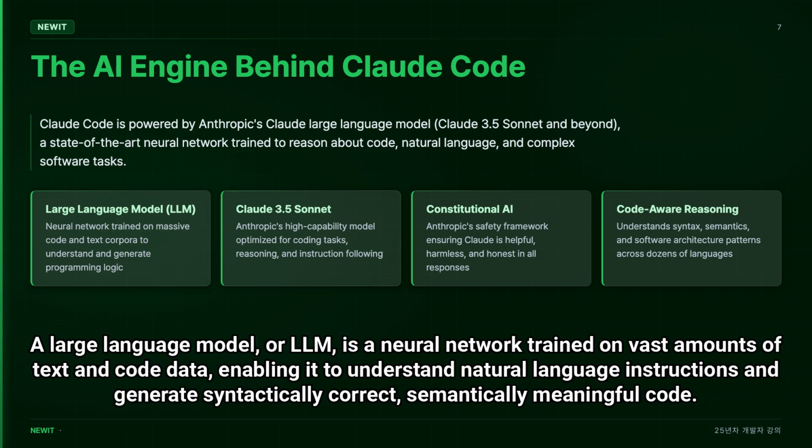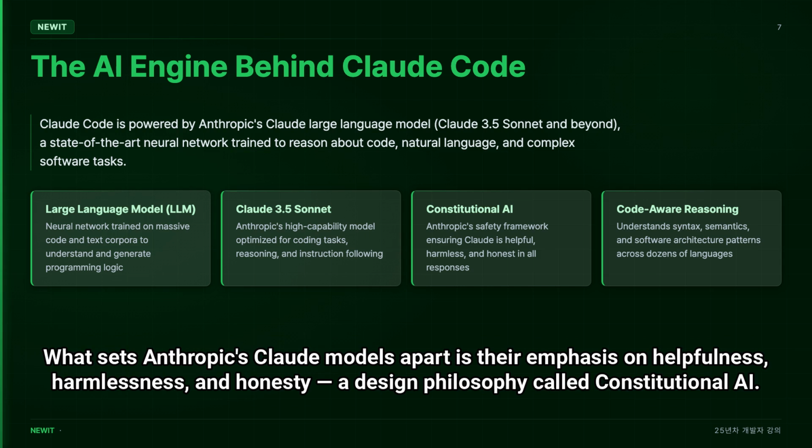A large language model, or LLM, is a neural network trained on vast amounts of text and code data, enabling it to understand natural language instructions and generate syntactically correct, semantically meaningful code. What sets Anthropic's Claude models apart is their emphasis on helpfulness, harmlessness, and honesty, a design philosophy called constitutional AI.